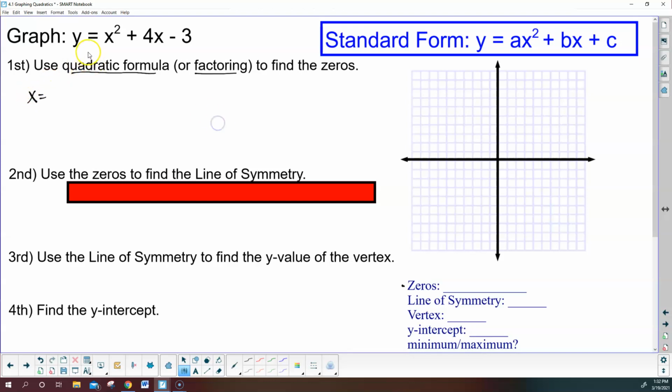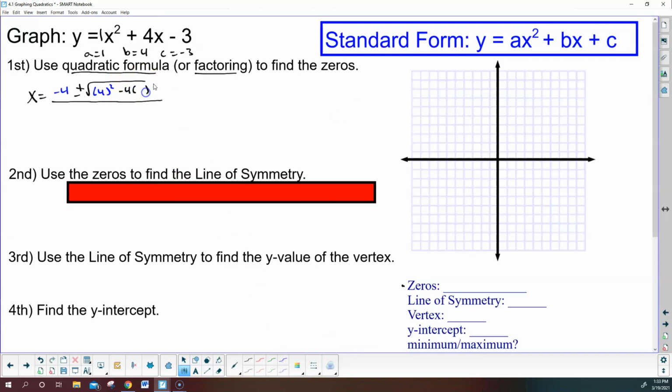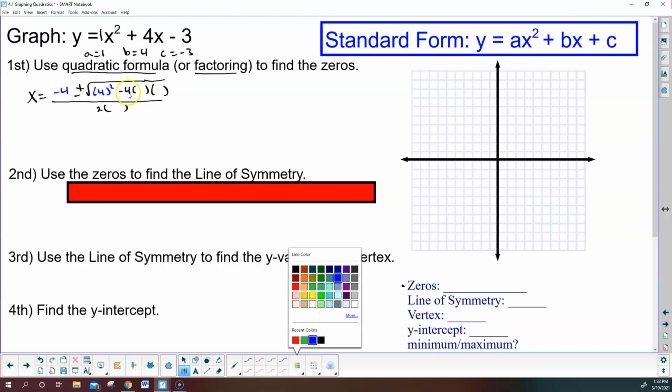This is just a real quick review. I know that the A value is 1, B is 4, C is -3. So I'll just do the quadratic formula. The opposite of B is -4, plus or minus the square root of B squared minus 4 times A times C, all over 2A. So B squared minus 4 times A times C, with the -3, all over 2A.